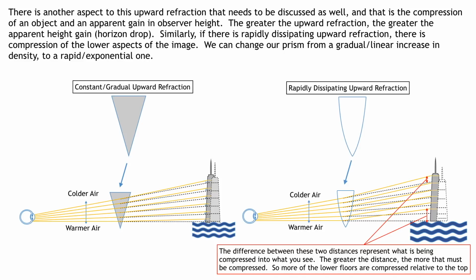So those two red arrows, the red arrow along the bottom is a lot longer than the red arrow along the top, between how far that dotted line has traveled to create that new image. And so in effect what you end up seeing is a compression of the lower aspects of the buildings, and or an expansion of the buildings along the top relative to them. So the difference between these two distances represents what is being compressed into what you see. Again, the difference between the incident ray in yellow, and the black dotted line. The greater the distance, the more that must be compressed into that space. So more of the lower floors are compressed relative to the top.